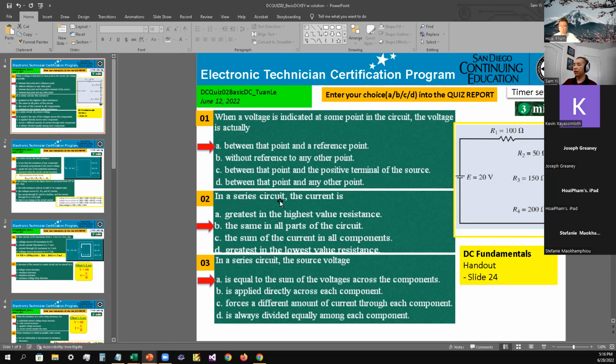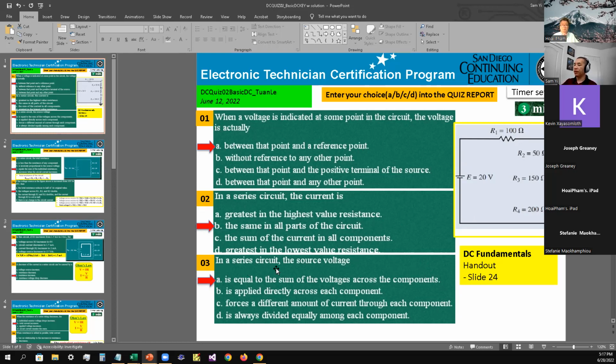Okay, in a series circuit, there's only one current in the series circuit. So it's going to be flowing this way. There's only one, so the same in all parts of the circuit. So the answer is B as in Bob for number 2.